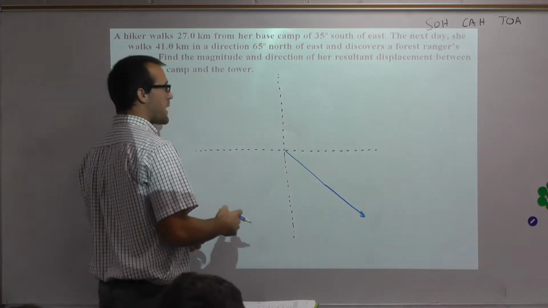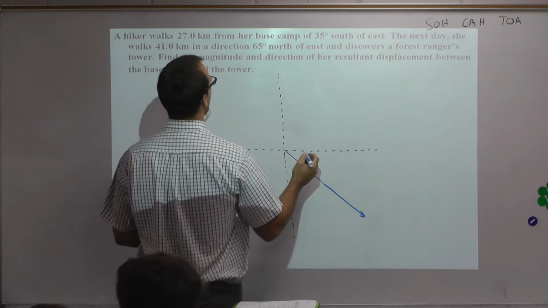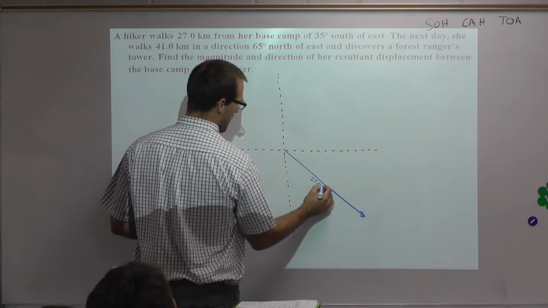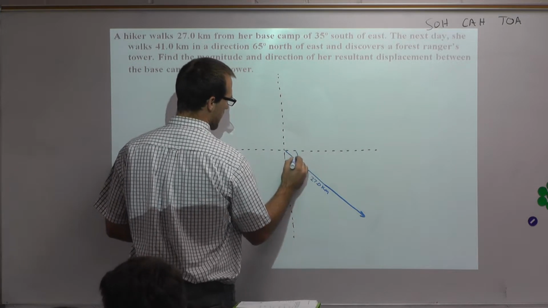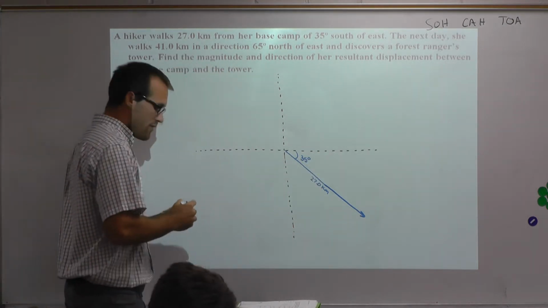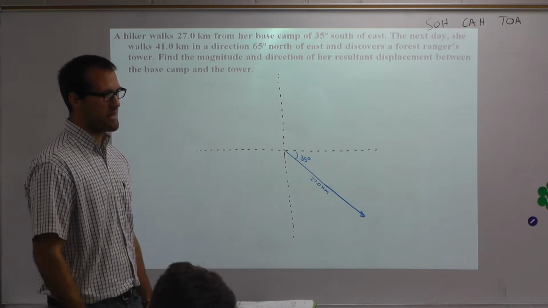That's why I can picture it a little bit better for you. And we said this was 27 kilometers, and we said this angle was what? 35. I had to draw this out. Now remember, my second vector better be tip to tail.